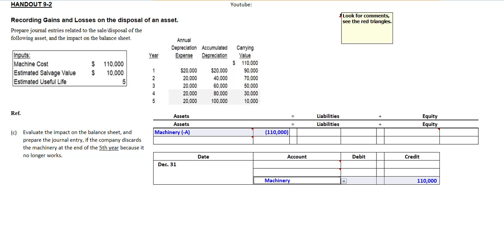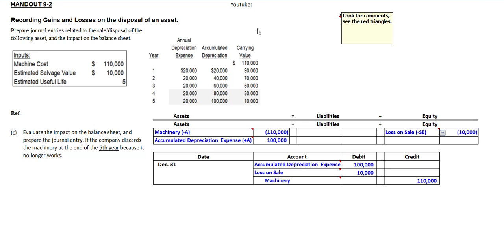After 5 years, we have $100,000 in accumulated depreciation. We, of course, need to remove that from our books as well. Debits don't equal credits. We need an additional $10,000 debit, and we're going to record a loss on the sale of $10,000. Again, we thought the equipment would have an estimated salvage or residual value of $10,000. It turned out to be worthless. So at the end of the equipment's life, we have a loss.